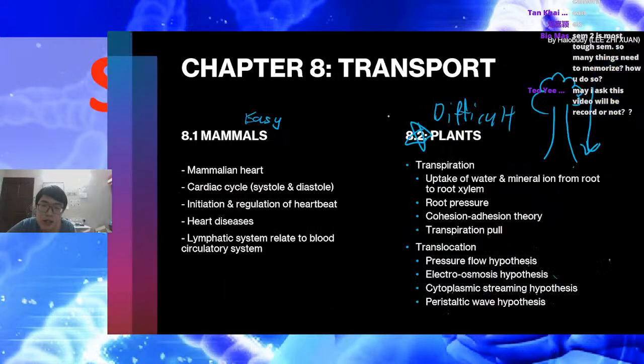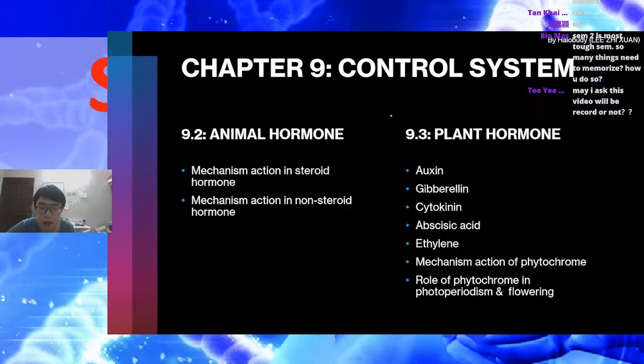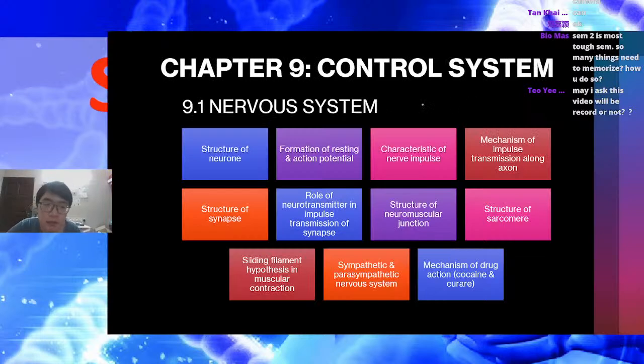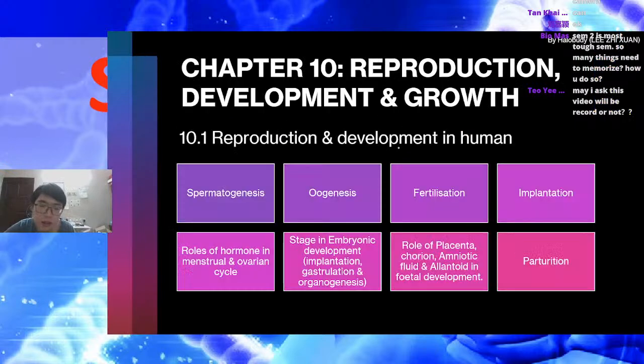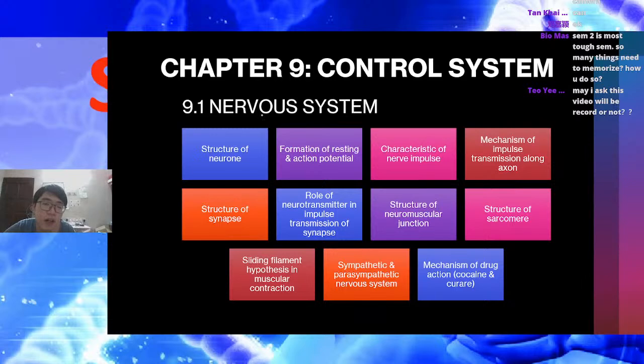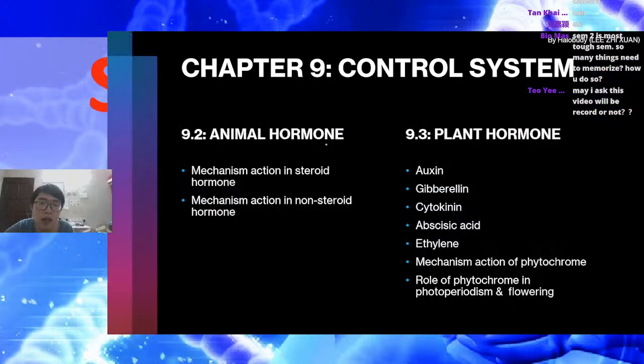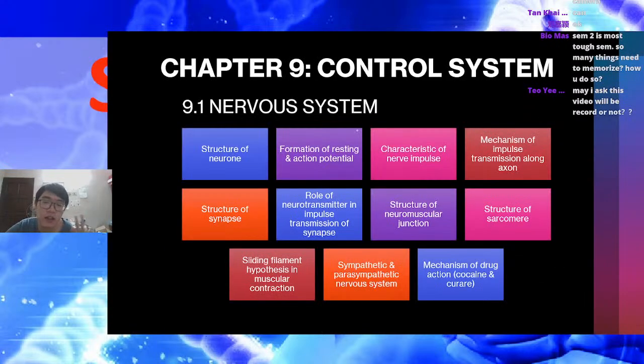Okay. Next chapter is about control system. So there are 2 topics, actually 2 topics only lah. The first one is nervous system and another one is hormone. But for hormone we have animal hormone and plant hormone. Nervous system we only learn the human one. Plant don't have nervous system. Plant tak ada nervous system. Kan? Hanya human ada nervous system saja. Dan ini chapter boleh cakap moderate lah. Quite difficult already.